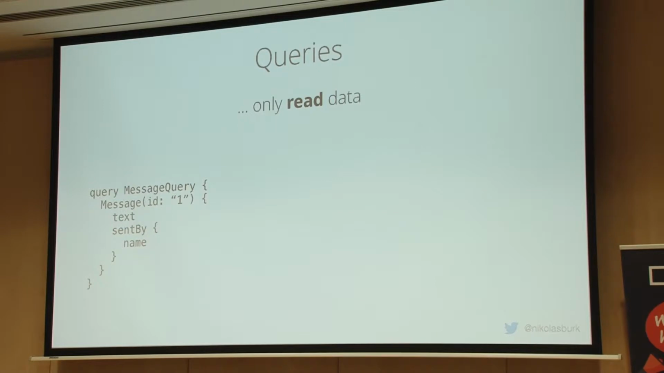And here again, we have a query, an example where we were asking for a message with a specific ID and the text and the name of the person who sent this message. And the server might respond with some data that looks like this. And again, it's really important to understand that the shape of the response matches the shape of the query. So we can somewhat think of a GraphQL query as an empty JSON object that we send over to the query, and the server is simply going to fill in the values for the keys in that empty JSON object.